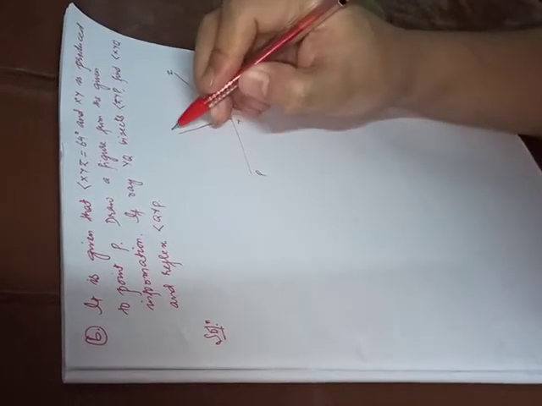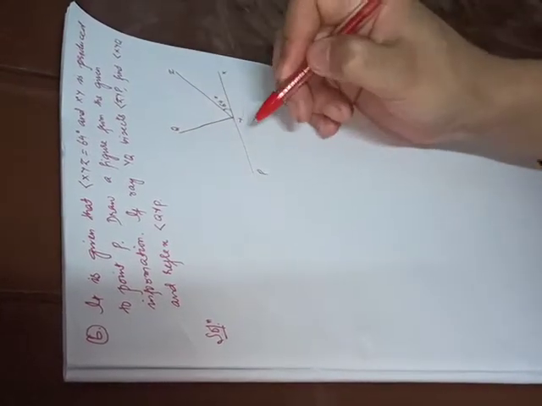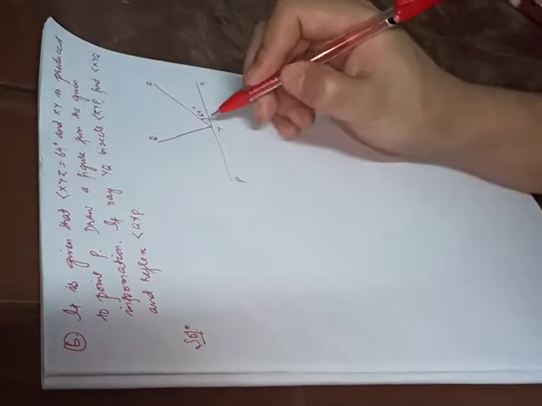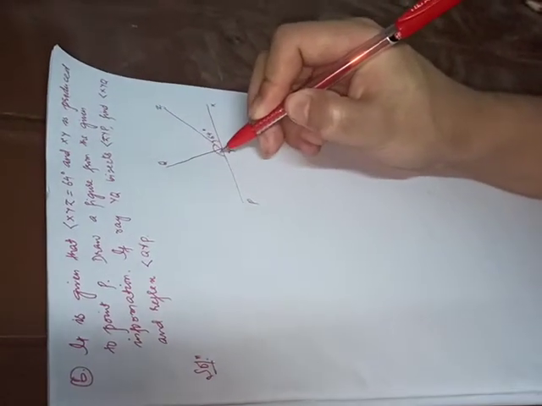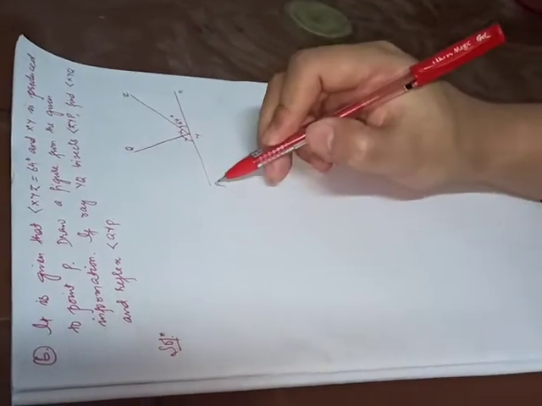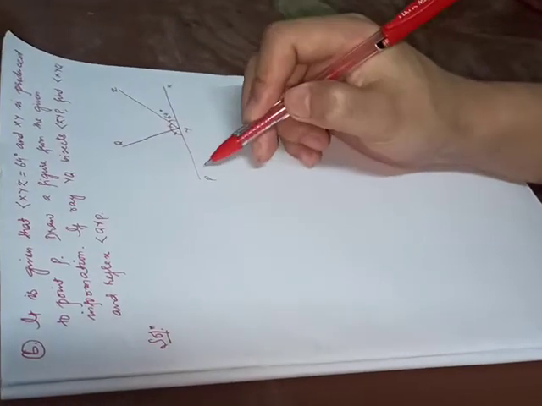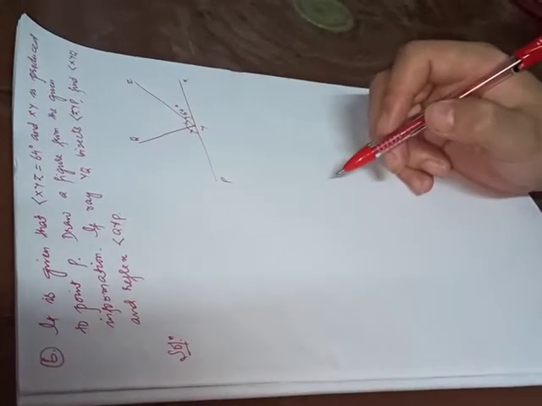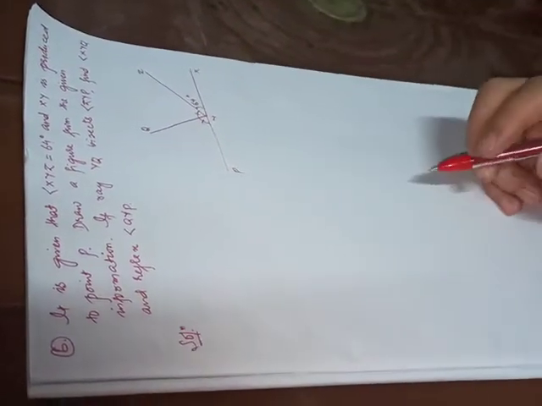bisects angle ZYP. So what does a bisector do? A bisector divides a given angle into 2 equal halves. That literally means this and this angle will be equal, that is, angle PYQ or QYP and angle QYZ. These two angles will be equal.